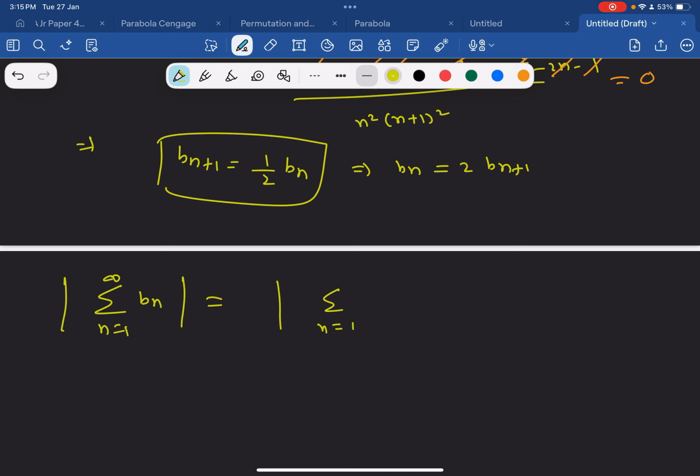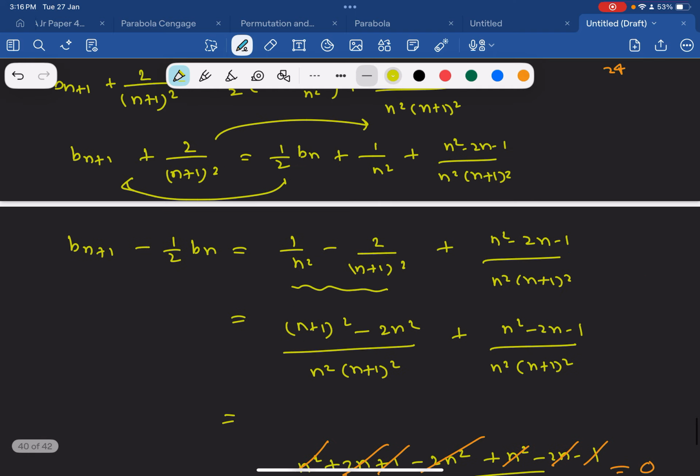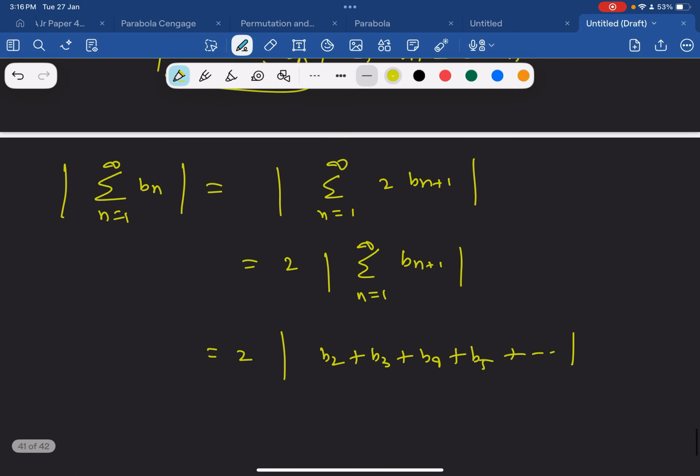We can write here summation n goes from 1 to infinity, Bn will be how much? 2 times B(n+1). Since 2 is a constant, I can take it outside, and this will be summation B(n+1), where n goes from 1 to infinity. So if you take the value of n itself, we will get B2 plus B3 plus B4 plus B5 and so on till infinity, right?